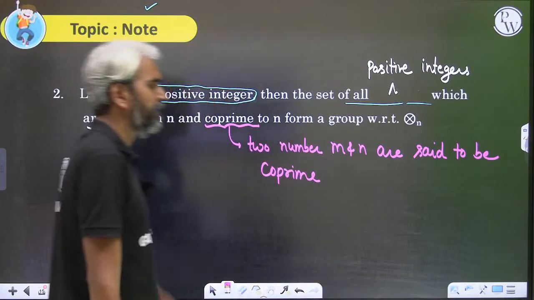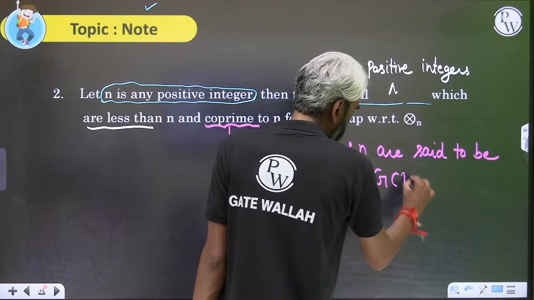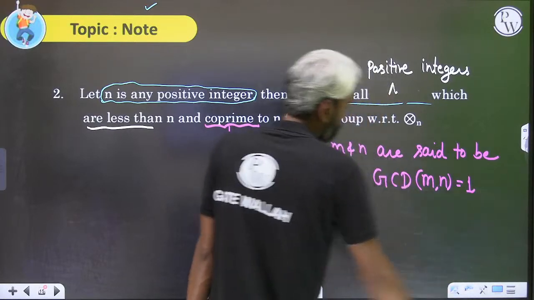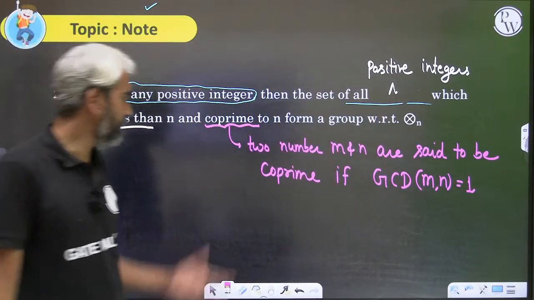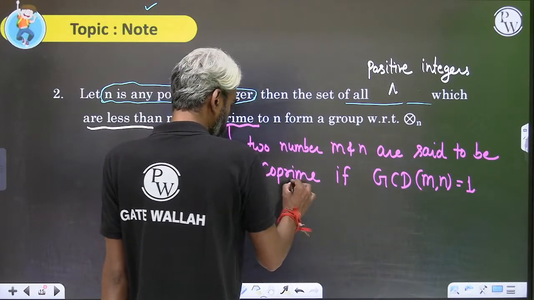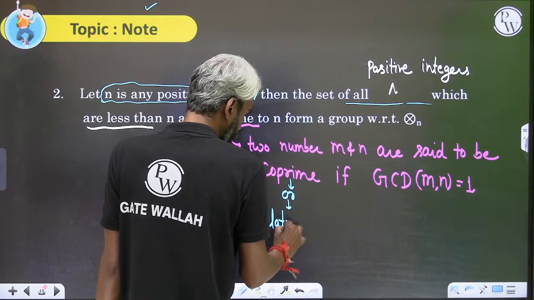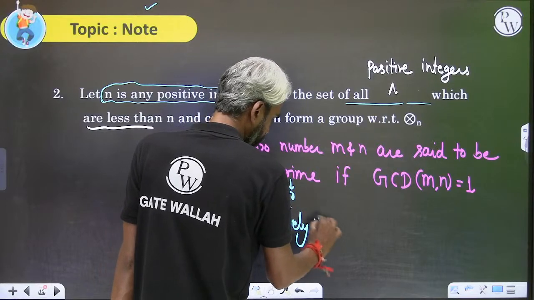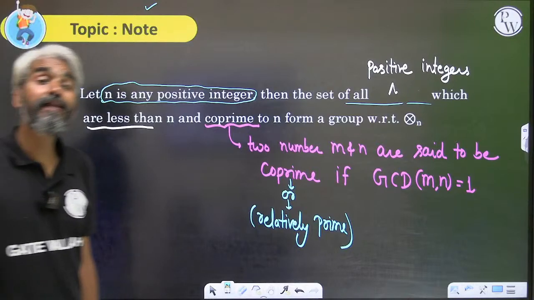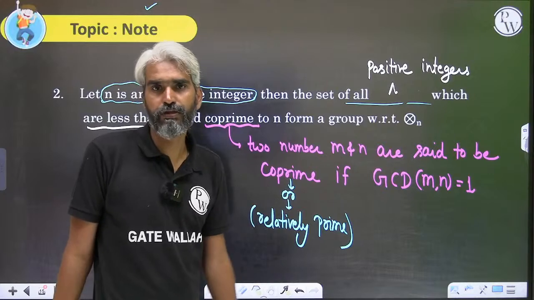Two numbers m and n are said to be co-prime if the greatest common divisor of m and n is nothing but 1. So that means co-prime, or relatively prime. Another term is relatively prime. We are not saying that the numbers are prime numbers, but they are relatively prime to each other. That means the greatest common divisor of those two numbers equals 1.